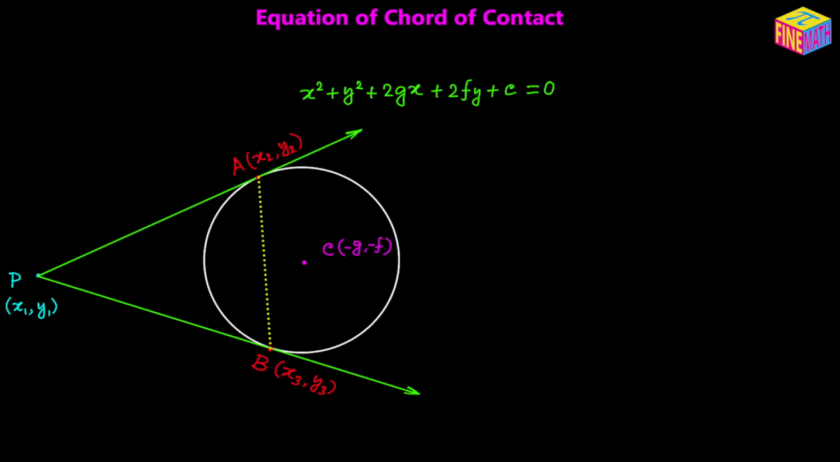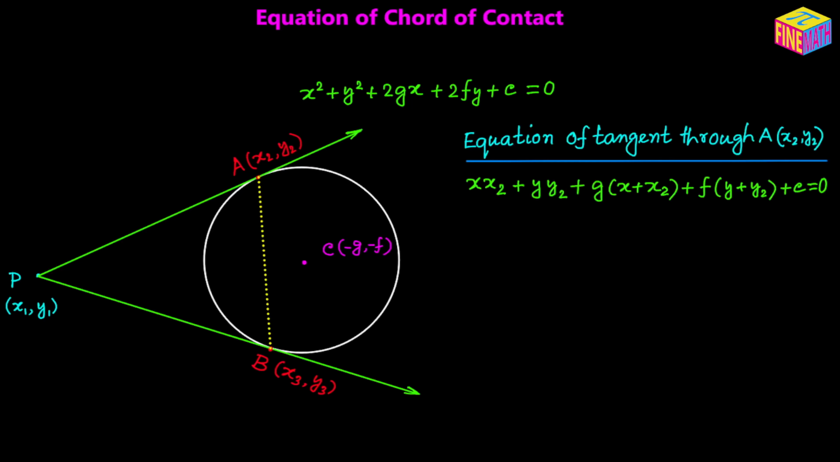And the yellow dotted line that you see, that is actually the chord of contact. That is called the chord of contact. It's the chord joining the 2 points of contact for the pair of tangents. So AB would be the chord of contact in this case, and we have to somehow find the equation of this line AB. Now, what would be the equation of the tangent line going through the point A? Well, it would be like this. We have seen that in a previous video.